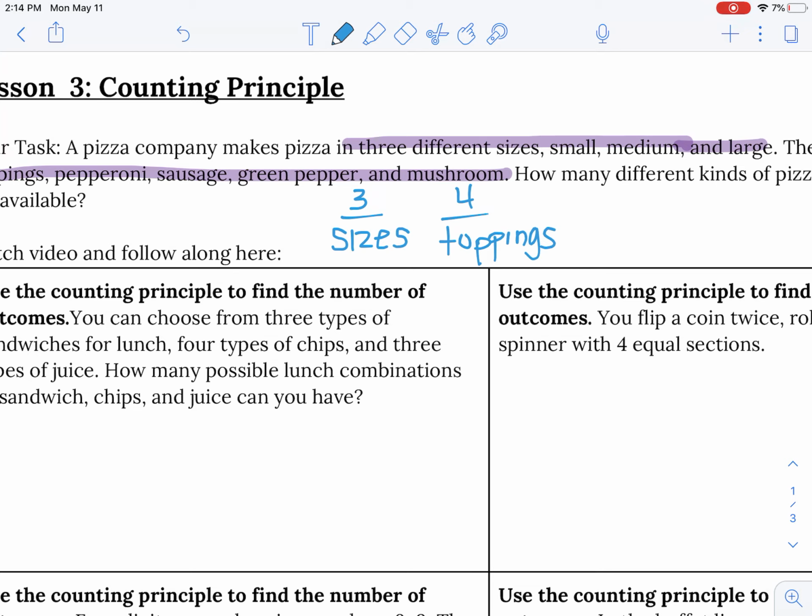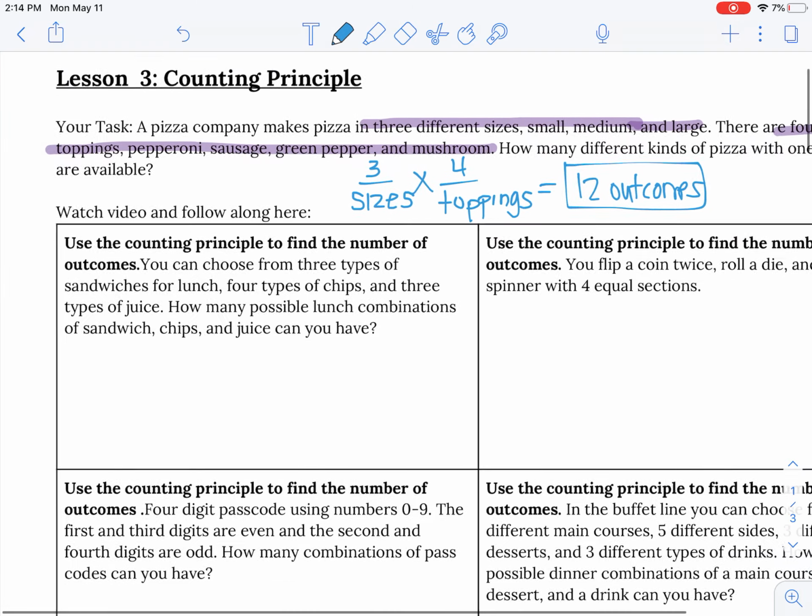So all we're going to do is multiply our 3 different size pizzas times our 4 possible toppings, and that's going to tell us that we can get 12 outcomes, or 12 different combinations of our pizzas. So pretty simple. All right.